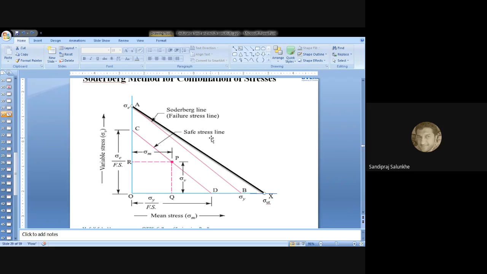What is your opinion? I'm saying that yes, Soderberg has given his statement, Goodman has given his statement. No doubt that as we are studying all these things, it means that it carries some importance. What is your opinion?